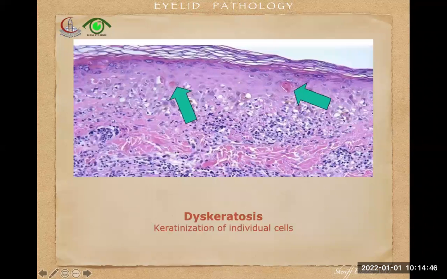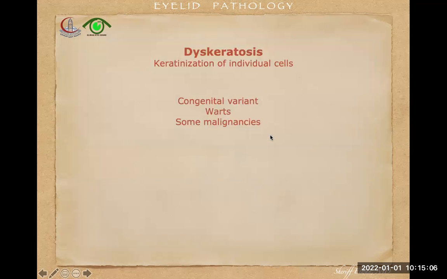And then we come to dyskeratosis, and on the reverse, here there is keratinization of individual cells in the deeper layers, not cells migrating into the keratin with their nuclei, no, the reverse, keratinization occurring in the deeper layers. And this can occur in some malignancies, in warts, and there is a congenital variant that the dermatologists describe and diagnose.